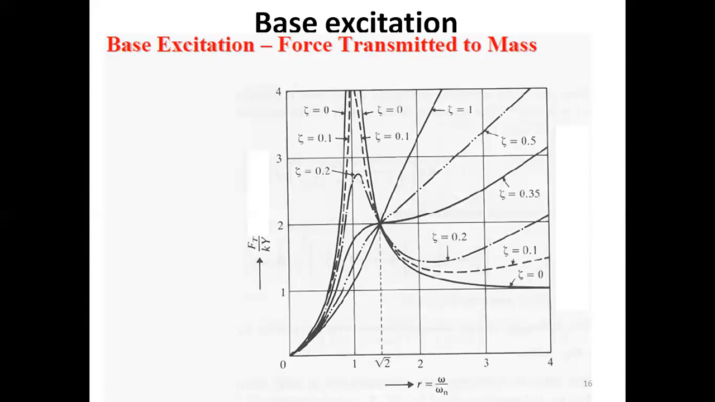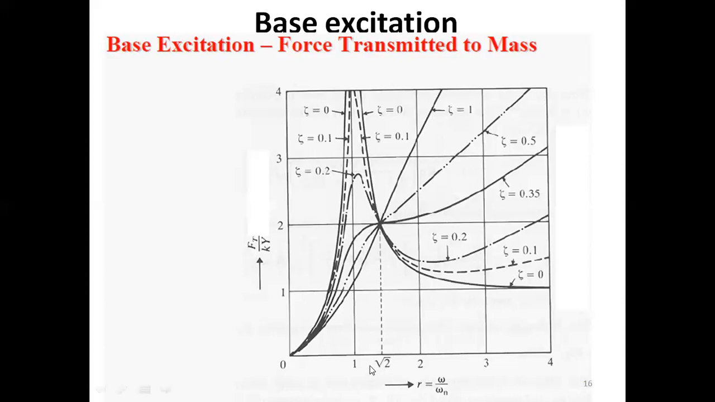In other words, we could conclude that damping in the system would reduce the amplitude of the transmitted force at the resonance. If you want less force transmitted to the mass from the base at resonance, then we have to increase damping in the system.